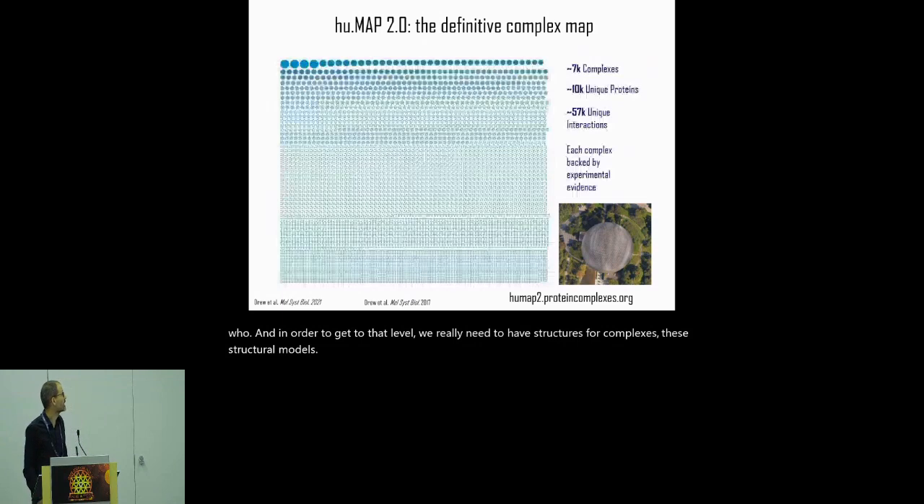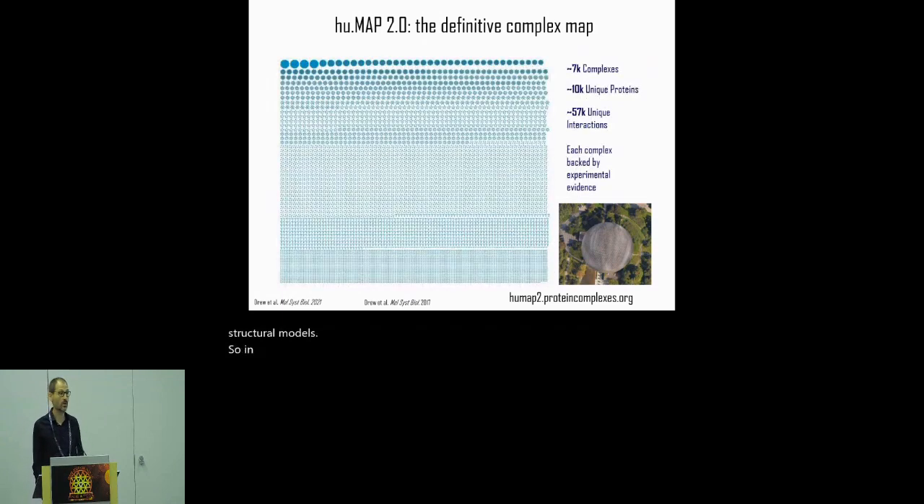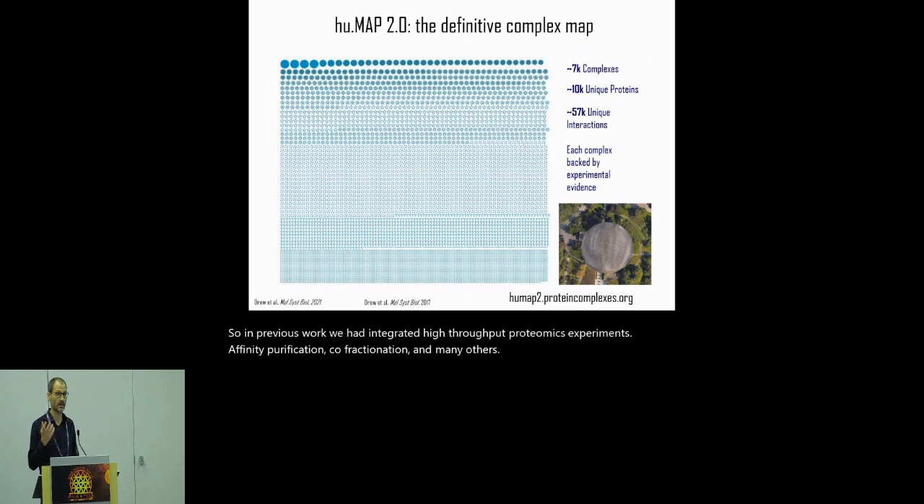In previous work, we integrated high-throughput proteomics experiments, affinity purification, cofractionation, and many others to build a set of protein complexes, which we call hu.MAP. We identified over 7,000 protein complexes, covering about half of the human proteome. What I'm showing here is a Cytoscape network where these sub-networks represent protein complexes. Each one of these is backed by some experimental evidence that we can go back and track down in terms of the proteomics. You can see the web link there if you're interested.